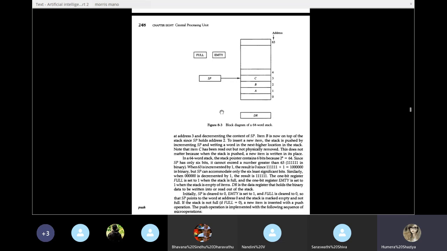So this is a block diagram of a 64 word stack in memory. You have stack pointer, you have two flip-flops that keep track of the status of stack, whether it is full or empty, and these are the addresses of the stack. Please remember, here we are talking about the area of memory in hardware which is functioning as a stack.